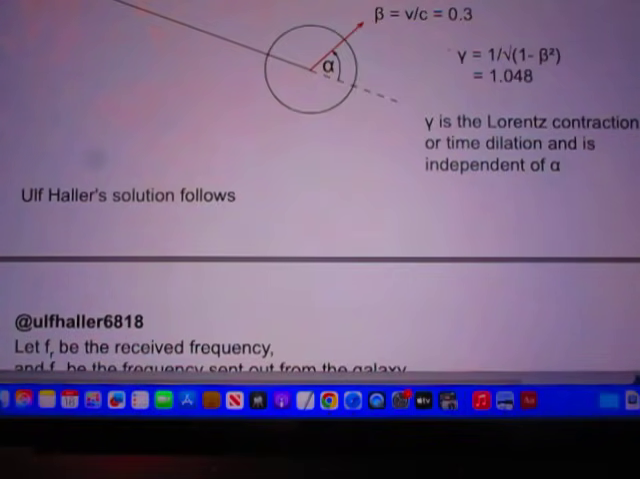So here you see a picture. It shows you beta. It shows you an angle of alpha. Gamma is the Lorentz factor of time dilation, and it is independent of alpha. Thus, when alpha is 90 degrees and 270 degrees, there is still redshift because of gamma.